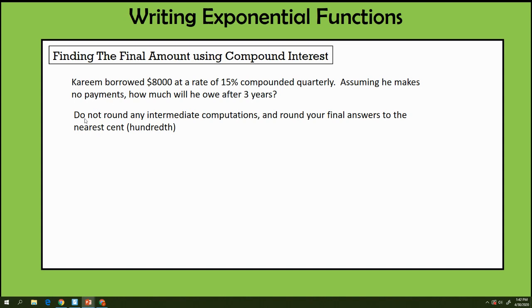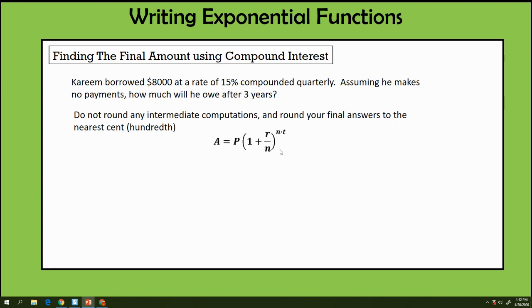All right, let's look at the first example here. Kareem's borrowed $8,000 at a rate of 15%, and it's going to be compounded quarterly. Assuming he makes no payments, how much will he owe after 3 years? Now, this is important. Do not round any intermediate computations and round your answers to the nearest cent, which is the hundredth. All right, what this means, intermediate computations, is don't do processes during the equation and round them. You want to do it once at the end.